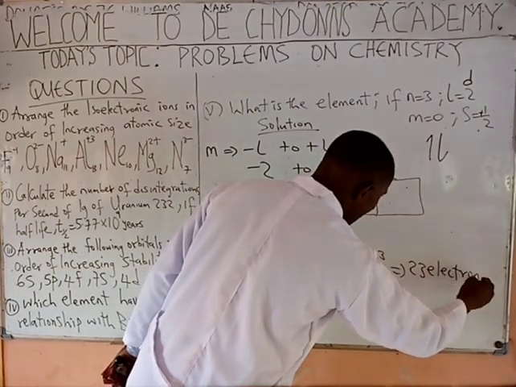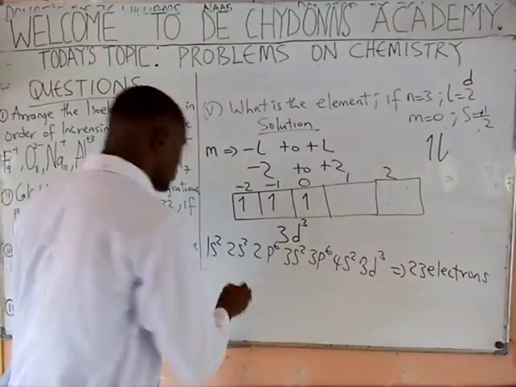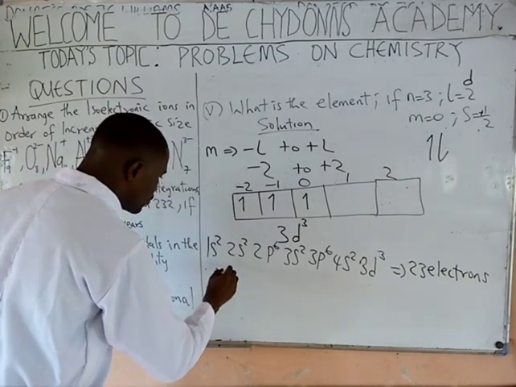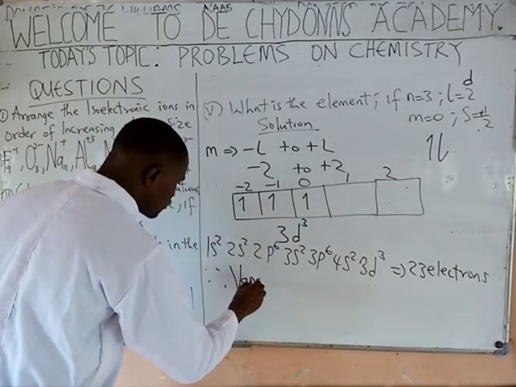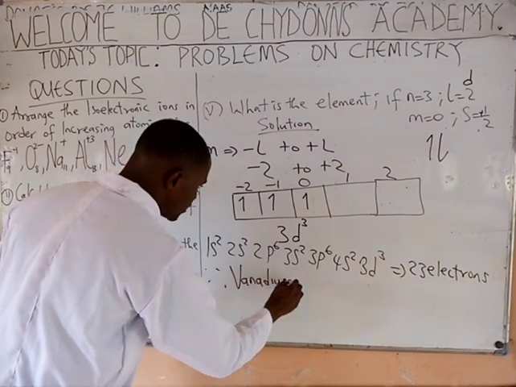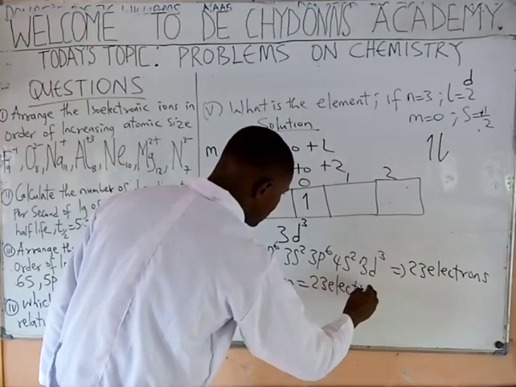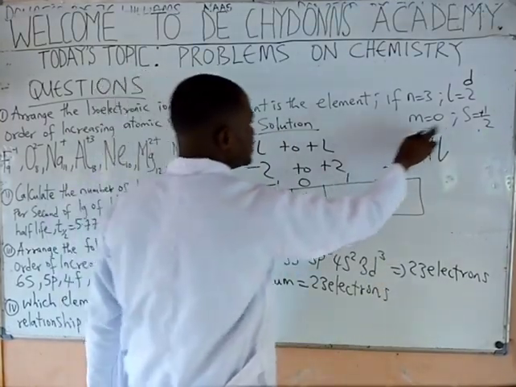Now, which element has 23 electrons? From our periodic table, vanadium has 23 electrons. So vanadium is the one that has 23 electrons, and it is the one that is defined by these parameters we have.